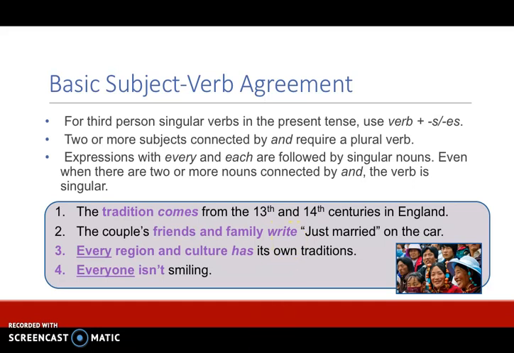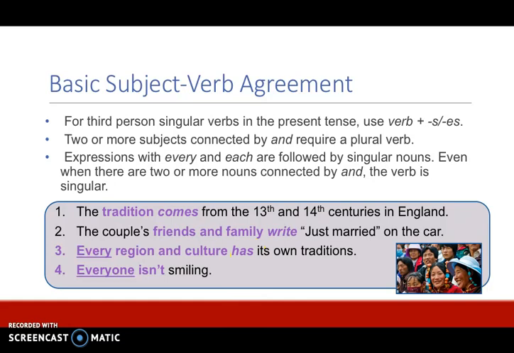Number 3, every region and culture has its own traditions. So this is an example of an expression with every, and it's followed by a singular noun. Even though there are two nouns with and, we have the expression every. So we use a singular verb.